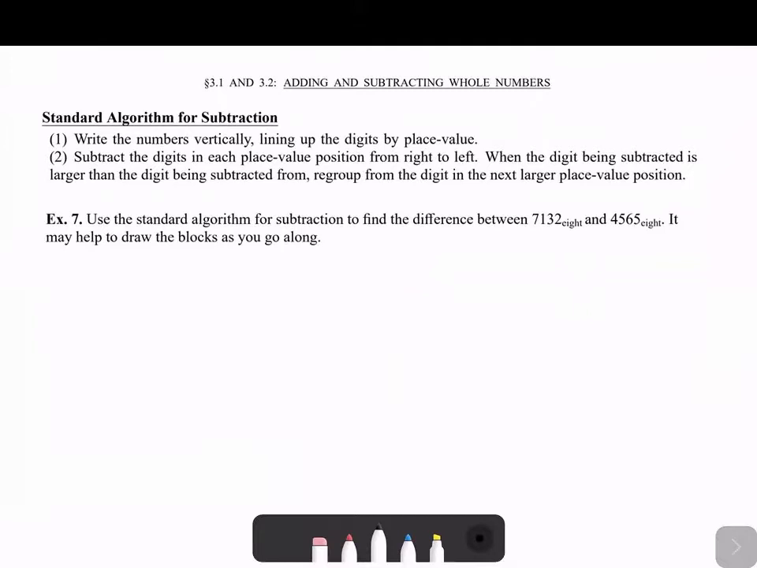So we're going to do this again. Let me give myself some more room on top here. So we're going to have 7, 1, 3, 2, base 8, and we are going to subtract 4, 5, 6, 5, base 8.